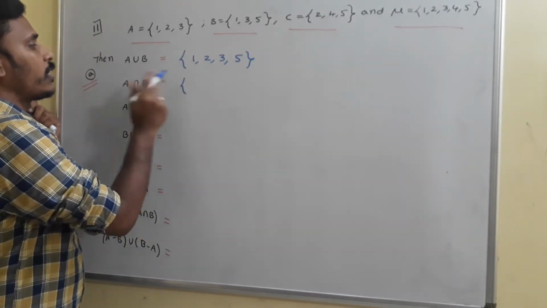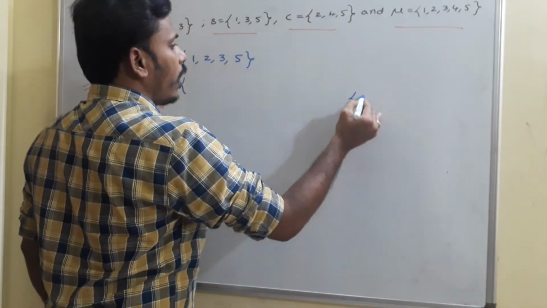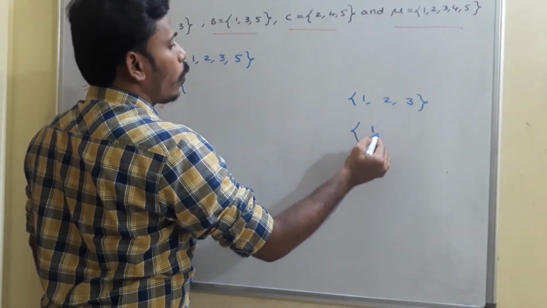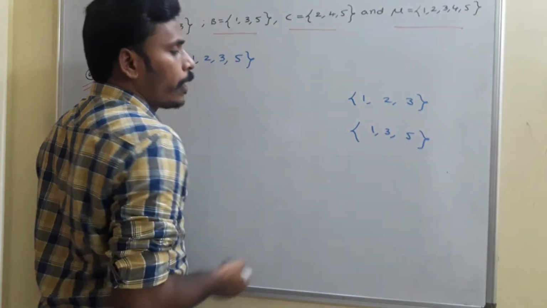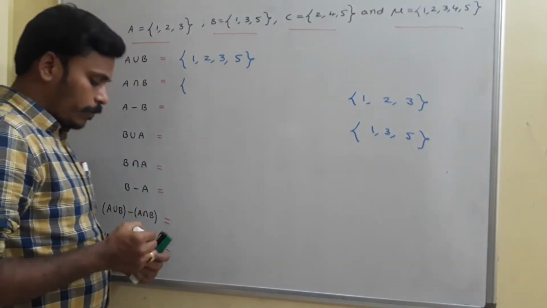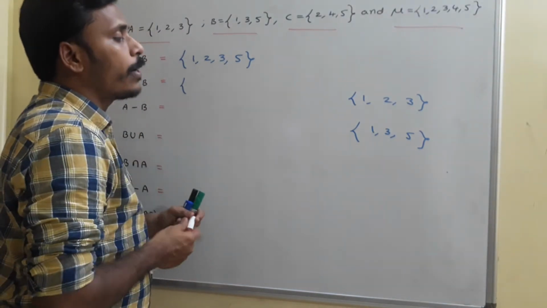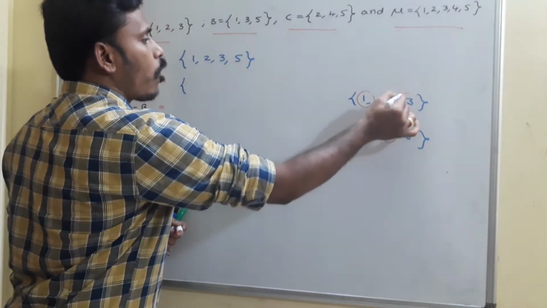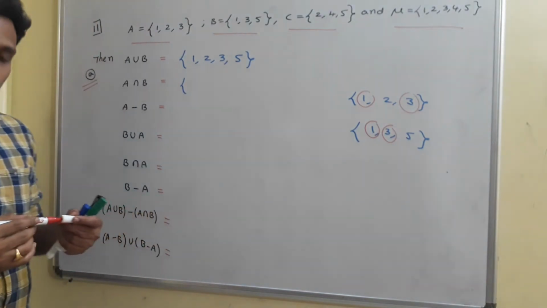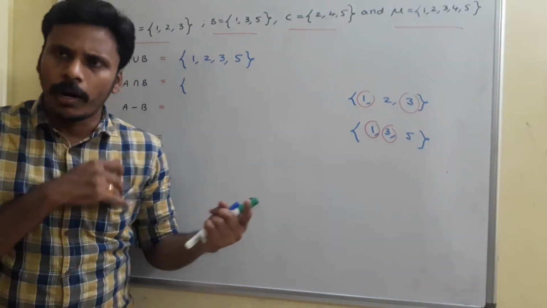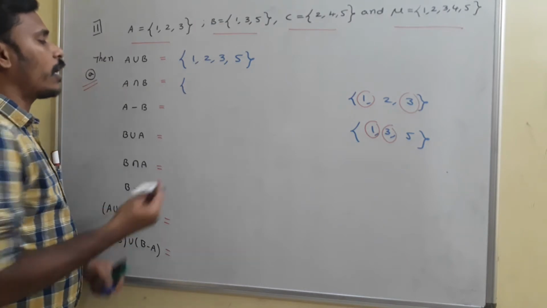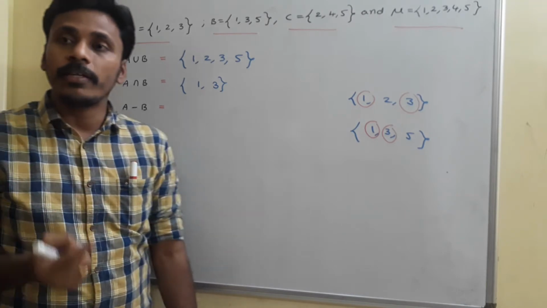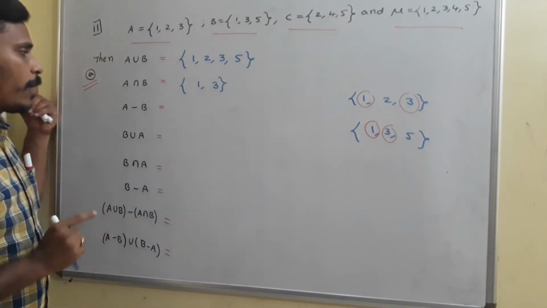Then coming to A intersection B. See, you just look there. A contains the elements 1, 2, 3 and B contains the elements 1, 3, 5. First of all, you just identify the common numbers between these two. What are the common elements? 1 is a common element and then 3 is a common element. You just mark them. These common elements come under A intersection B. A intersection B means elements in both A and B, and that's why that is 1, 3.